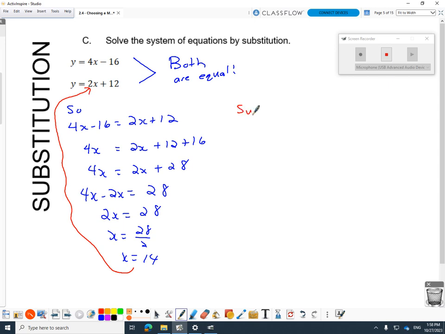Sub x equals 14 into y equals 2x plus 12. So I get y equals 2 times 14 plus 12. Hopefully those steps don't cause you problems. You just have to multiply that out and add them up. 14 comma 40.